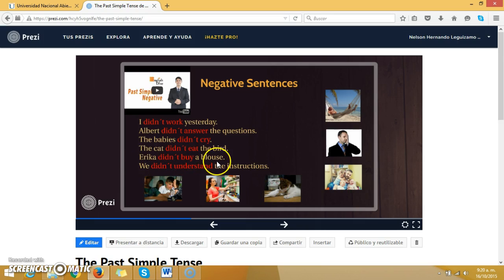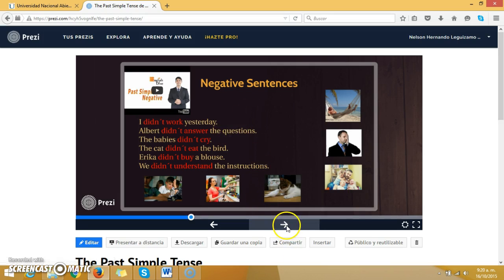Erica didn't buy a blouse. You can see Erica buying shoes. We didn't understand the instructions. You can see the students worried because they don't understand what to do. As I told you before, the auxiliary verb is didn't to create negative sentences, and the principal verb in the present form.